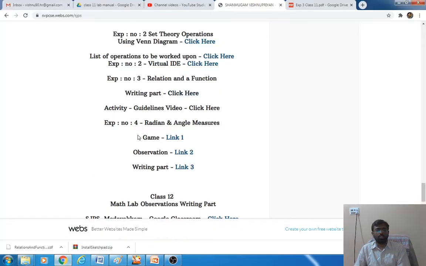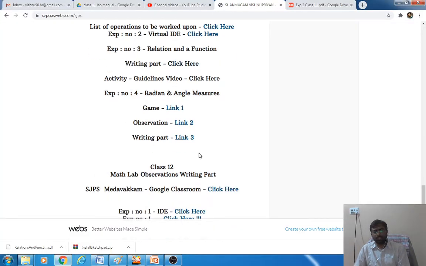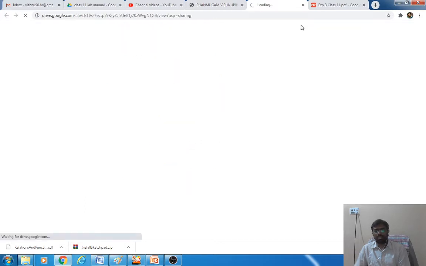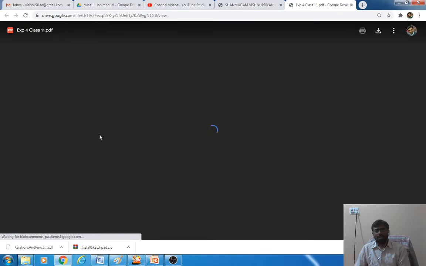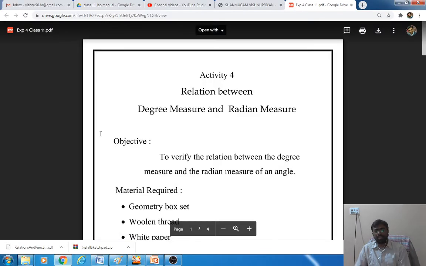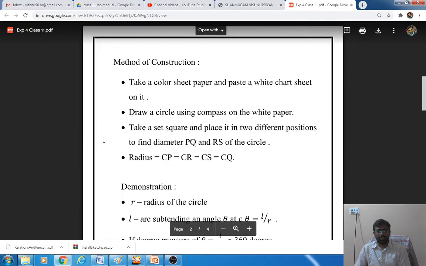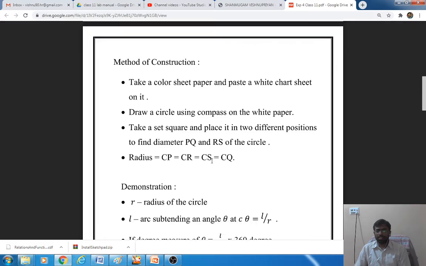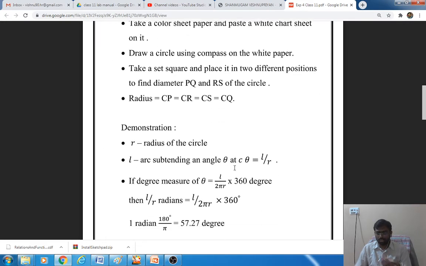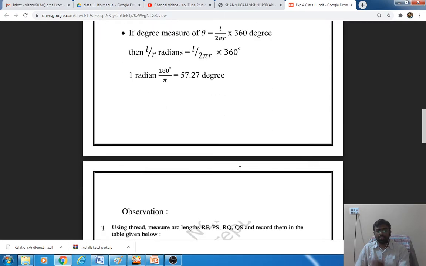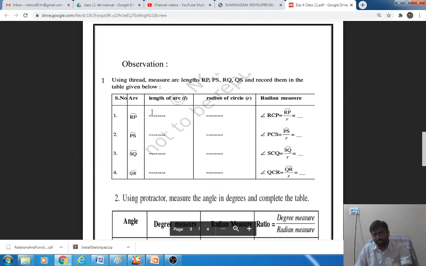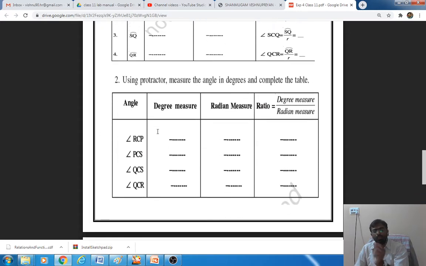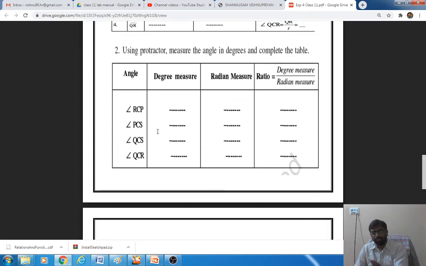So now coming to the 4th experiment, we have 3 things for the 4th experiment. One is the game link, another is the observation link, and the 3rd thing is the writing part. For the writing part, if you click here, you will be taken to the writing part, and you can refer to this writing part and make a note of it. Okay, so only the method of construction will vary due to the variation in the terms. So you have to change the naming conventions accordingly with respect to the material, with the platform which we are using.